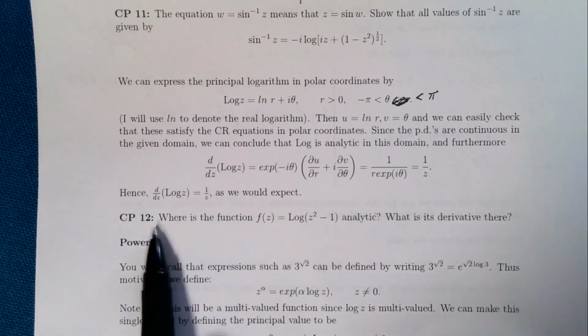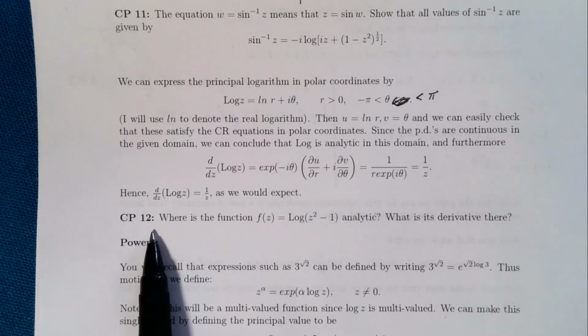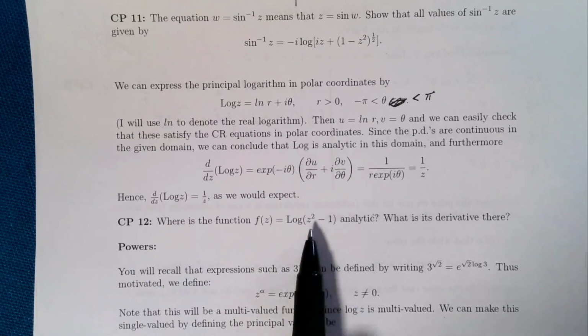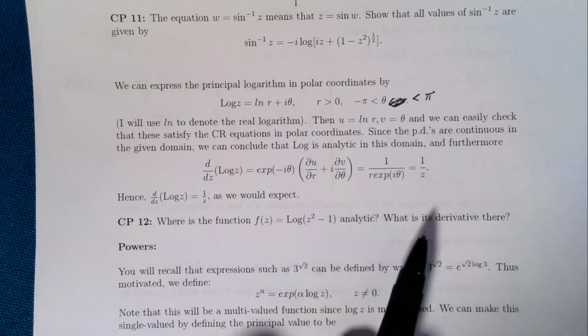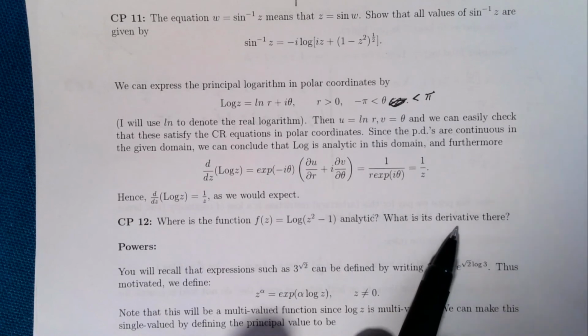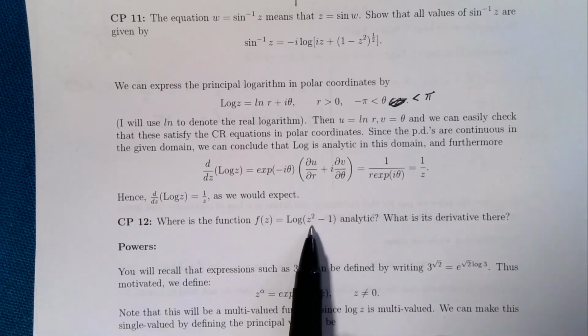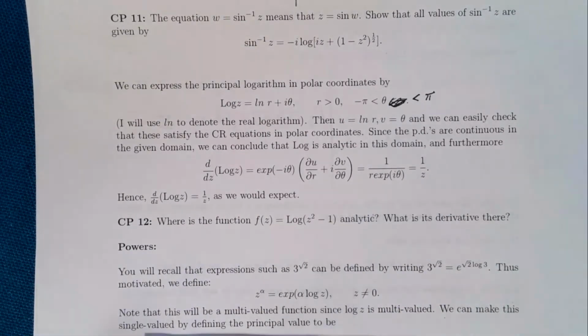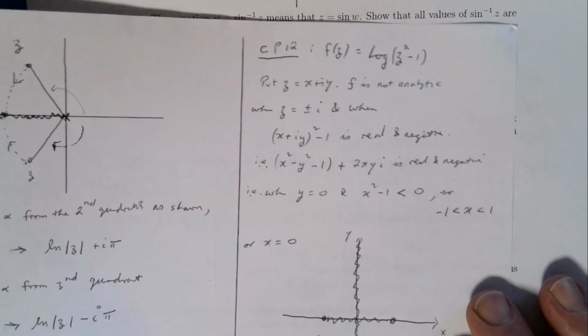Now, there's a little challenge problem here, but I think I will actually do this one. It says, where is the function f of z equals log of z squared minus 1 analytic? I'll leave you to work out its derivative. As you would expect, its derivative should be 2z on z squared minus 1. I'll leave you to check that's right. But we'll just have a look at where it's analytic.